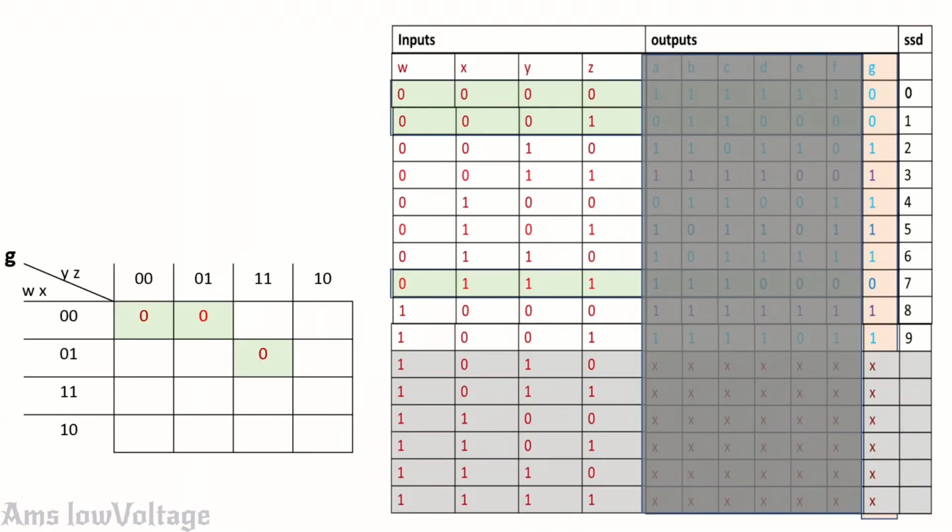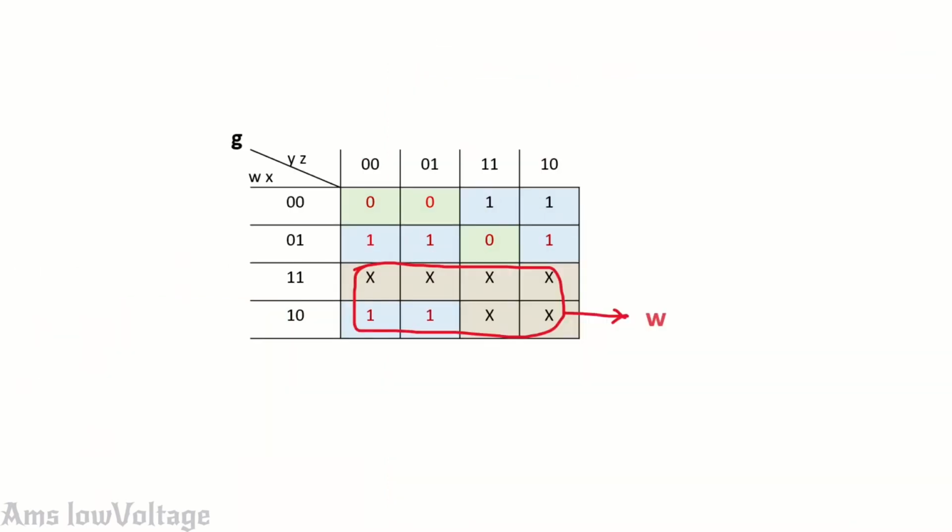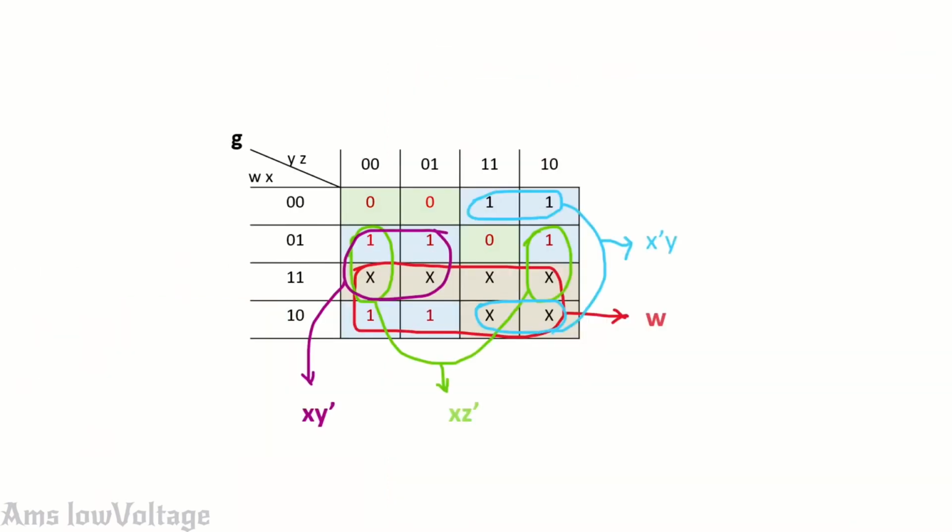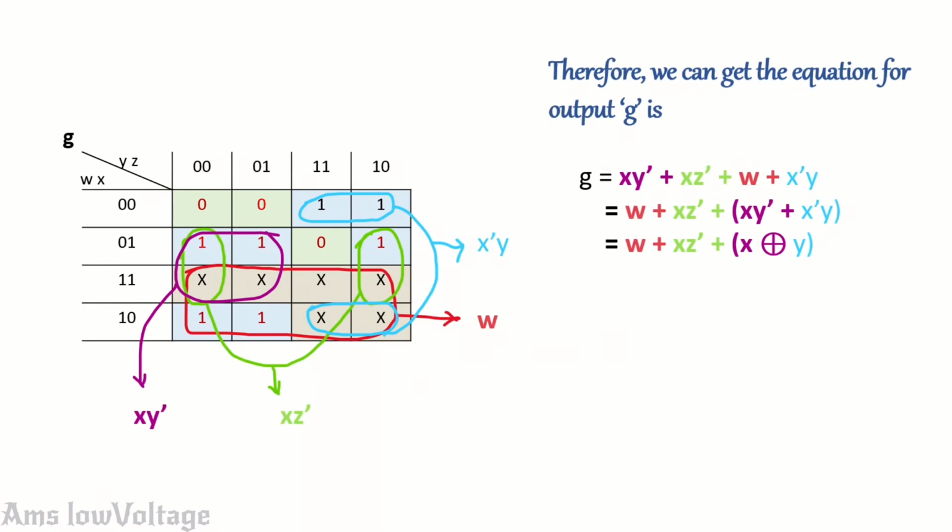G is like this: zeros first, ones, all the don't care forms, and this group, this group, this group, this group, and we are getting finally the equation for G equal to Z X Y prime plus X Z prime plus W plus X prime Y, and finally we are getting G equal to W plus X Z prime plus X XOR Y. This is the sign of the XOR gate, inside a circle, a plus symbol.